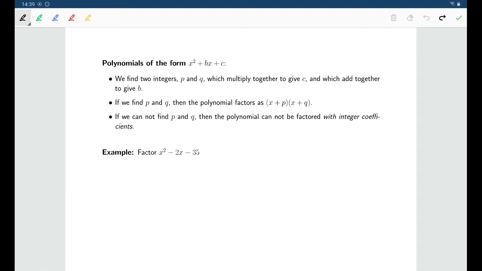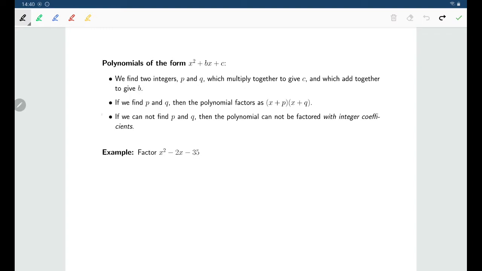We just have to find two numbers that multiply together to give us whatever the constant term is, and then add up together to give us whatever the coefficient of x is. And once we found those two numbers, we're pretty much finished. Once we find those two integers p and q, then our polynomial factors out as x with the first number and x with the second number.